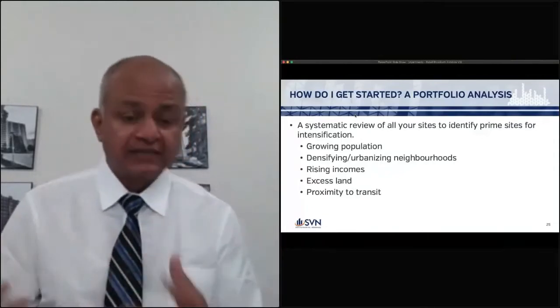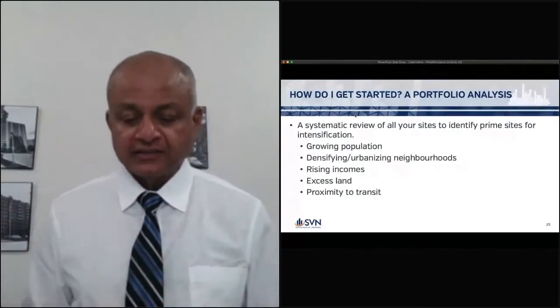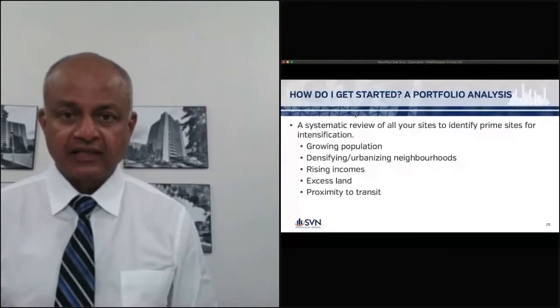Which way is the neighborhood going? Is the income going up, down? Population going up, down? Rising income. Where do you have your excess land? Where's their proximity to transit and things like that? Okay.